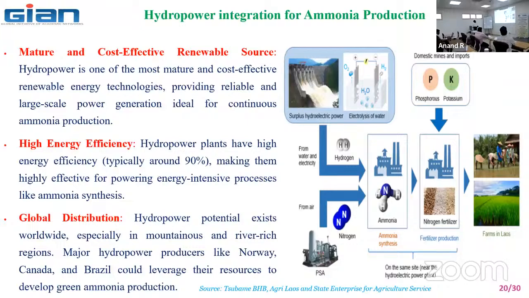Then you connect it to the generator. We are going to produce the electricity, which can be used for producing hydrogen, and also for producing oxygen, and the combination of nitrogen and hydrogen is used for producing ammonia.